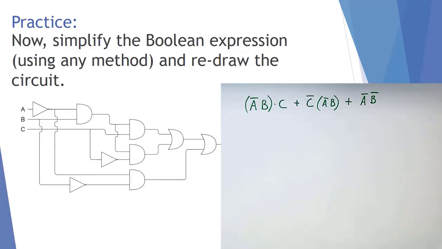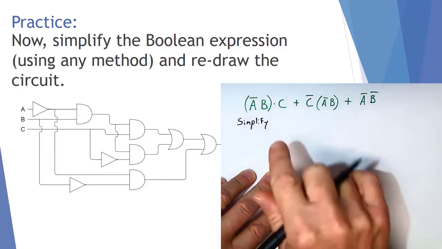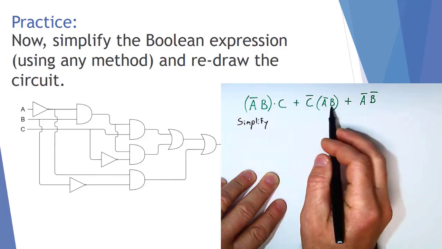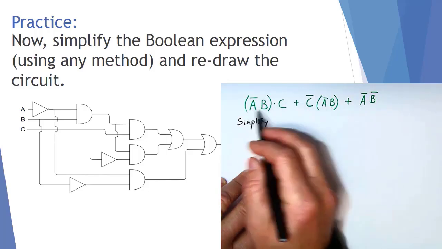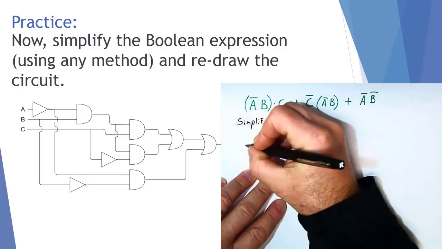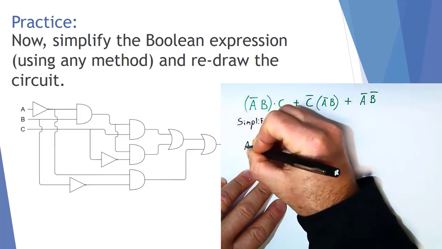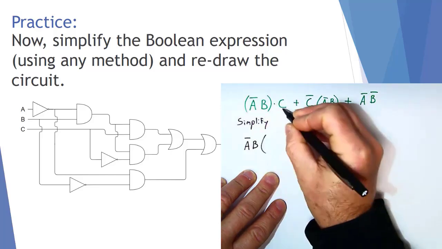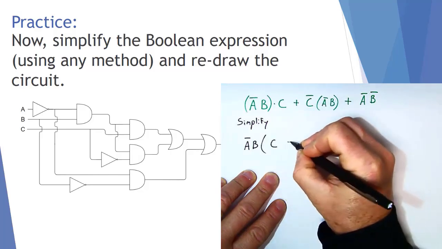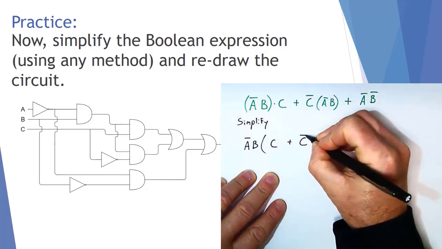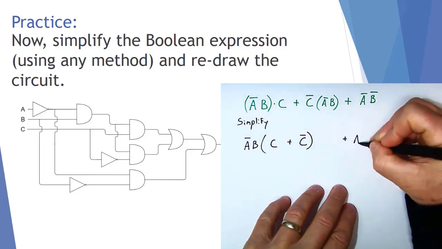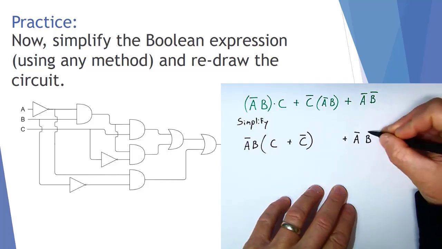Now let's see if we can simplify this. Let's use Boolean algebra to do this one. If we start with these two terms on the left and the middle terms, they have a common factor of A naught B. So let's factor that out to the front. We're using the distributive property in reverse there, and we get A naught times B times, what will we have left? From there we have a C, and here we have the C naught. And of course we have plus the negation of A, the negation of B at the end.